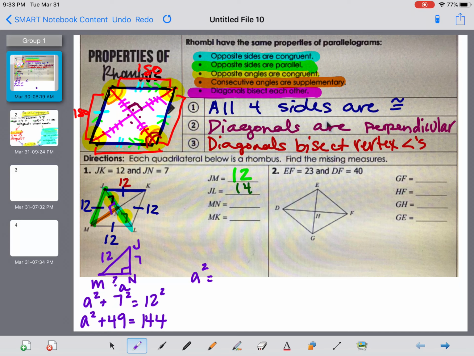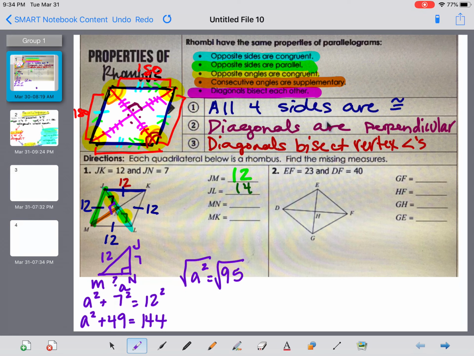and I get that a squared is equal to, what is 144 minus 49? Briley, what's 144 minus 49? It's negative 5. Or 95? Could it be 95? That's plus. I said minus. 144 minus 49. That's negative 5. 144 minus 49. I thought you said 44 minus 49?